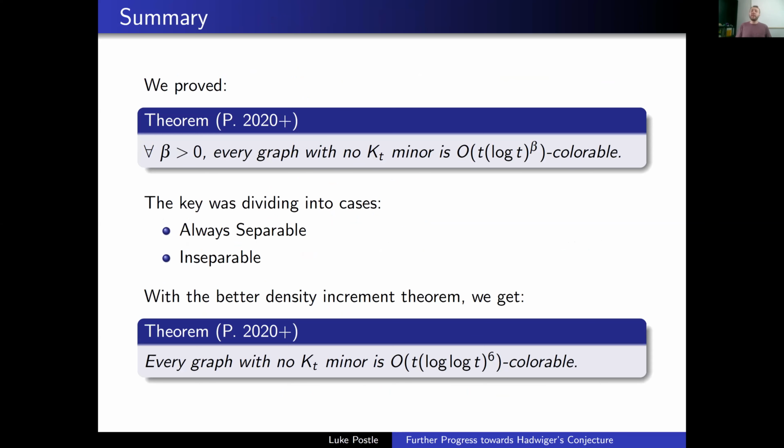In summary, we proved that for every beta greater than 0, every graph with no kt minor is O(t log t)^beta colorable. And the key was to divide into cases, this always separable or this inseparable, using chromatic number as a resource.